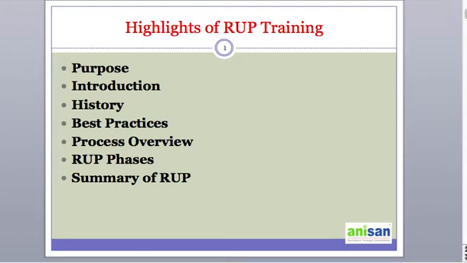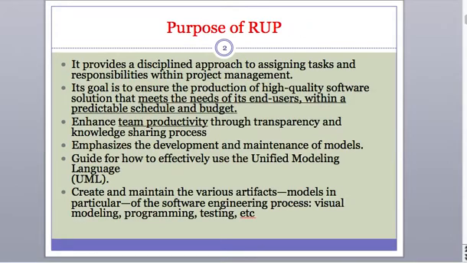So let me first start with the purpose. Okay, so when we're talking about Agile, sorry, RUP, the RUP is the Rational Unified Process. It's a software engineering process, and it provides a disciplined approach for assigning tasks and responsibilities within the project management. Its goal is to ensure the production of a high quality software solution that meets the need of the end user within a predictable schedule and budget.